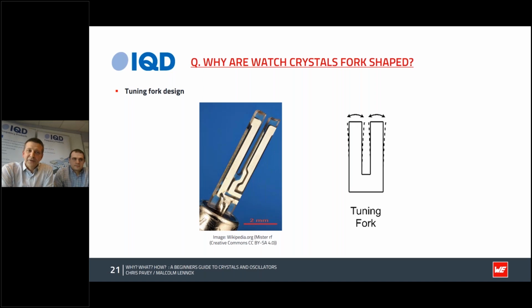So when starting, it was quite obvious there's one particular crystal which is a completely different shape to the others. Why are watch crystals fork-shaped? Most watch crystals are designed to resonate at 32.768 kHz. This frequency is special because when the output is passed through 15 SR latches, or the frequency is divided by 2 15 times, you'll get a 1 Hz tick.